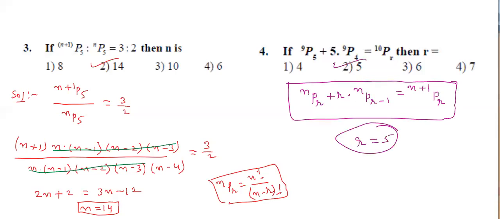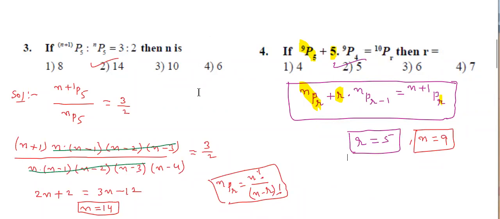5. Second option. See, 9P5, nPr. Compare these two. If you are getting doubt, here also compare, no problem. Here also compare. n plus 1. What is the n value here, students? The n value is 9. The r value is 5. Remember it. So, by using formulae, we can say the answer within a fraction of seconds. Second option, correct. Okay.